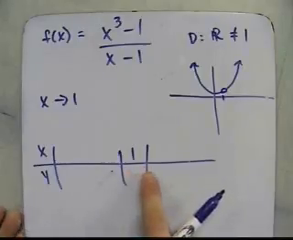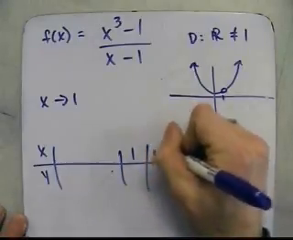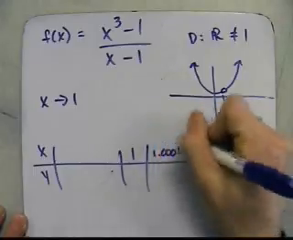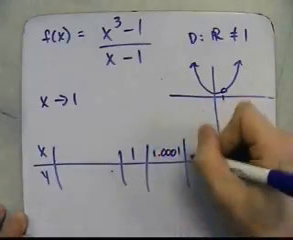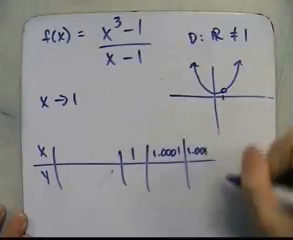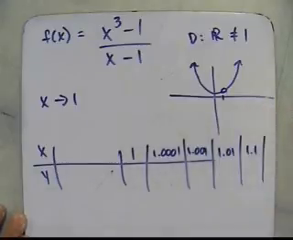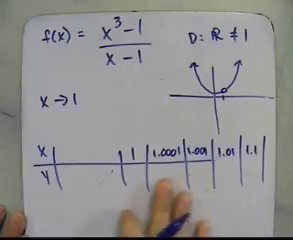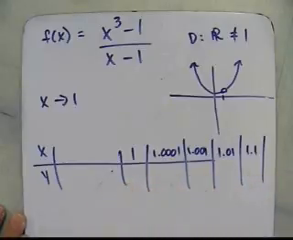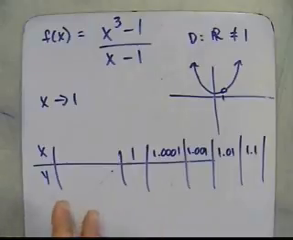So a number that's really, really close to 1 would be like 1.0001. That would be a number that's really close to 1. Or 1.001. Or 1.01. Or 1.1. Those are all values that progressively get closer to 1 as I get closer. Now I go on the other side. Just shy of 1 is 0.999, right?